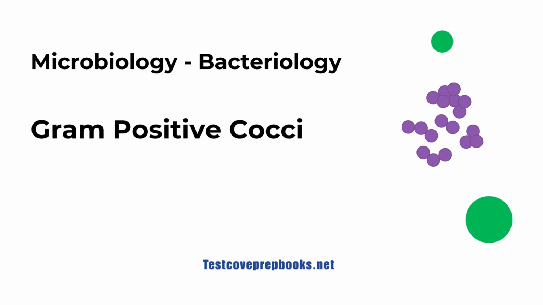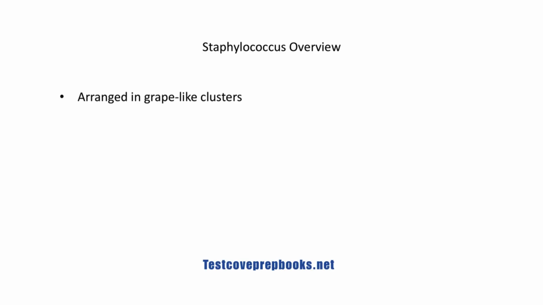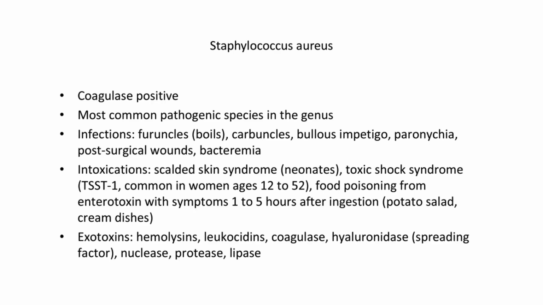Staphylococcus organisms are gram-positive cocci that appear in grape-like clusters. The most clinically important species is Staphylococcus aureus, which is coagulase-positive and the most common pathogen of the genus. It causes infections such as furuncles, carbuncles, bullous impetigo with blisters, paronychia of the nails, and post-surgical wound infections that may lead to bacteremia. It also produces intoxications.